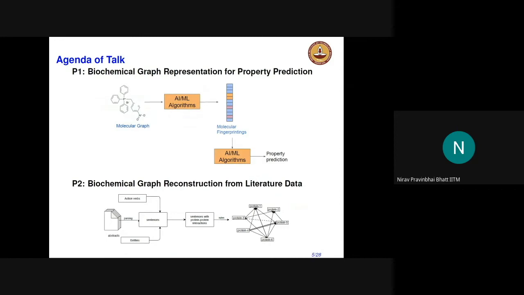Today's talk agenda is two-part. The first part is to look at how we can take molecular graphs or biochemical graphs to do property prediction. One of the important or challenging parts here is how to develop AI/ML algorithms or an approach to get molecular fingerprinting. Another problem which I'm going to look at is a little different from the first one, where instead of representing, I want to reconstruct the graph.